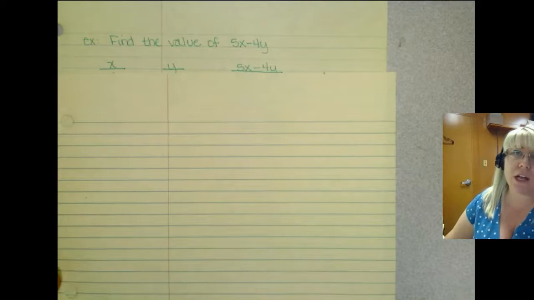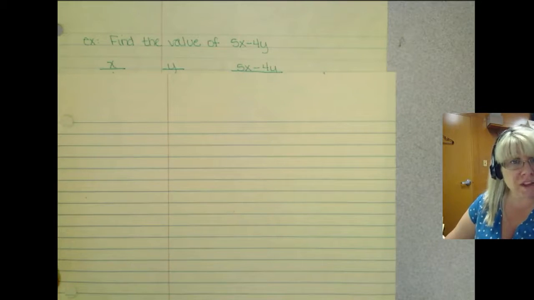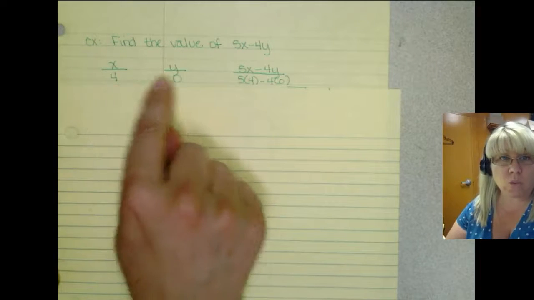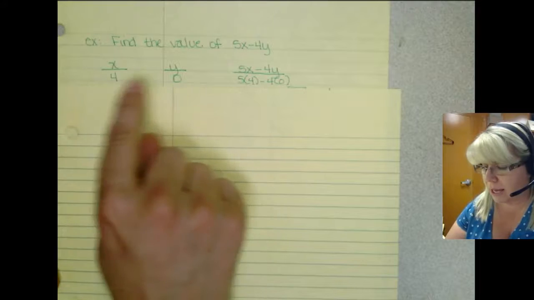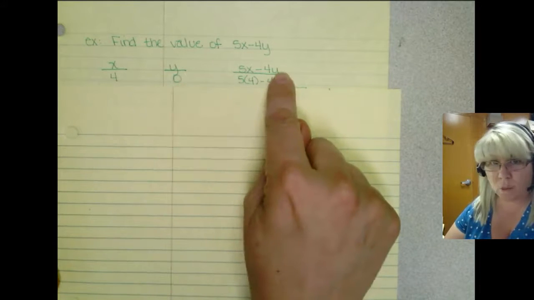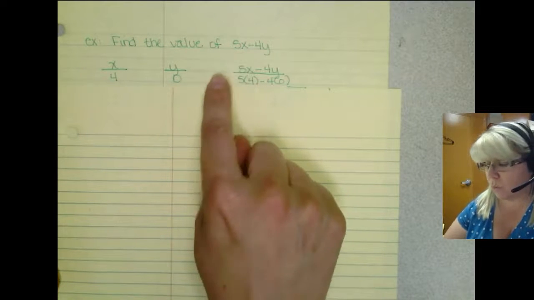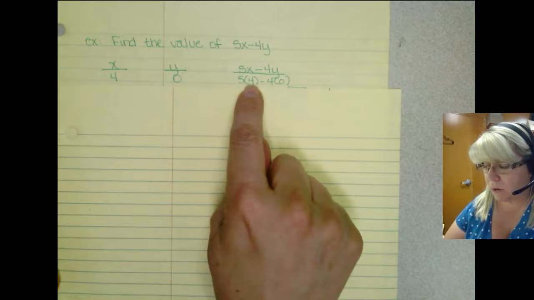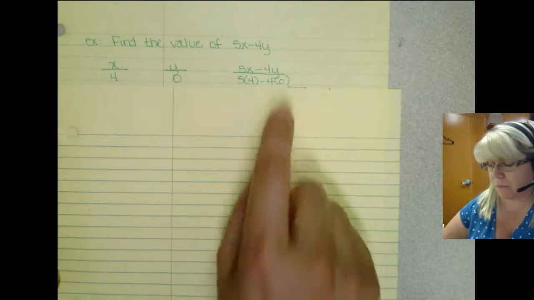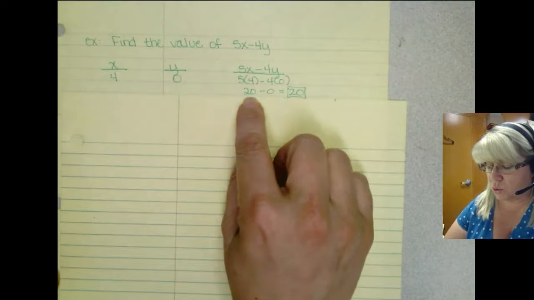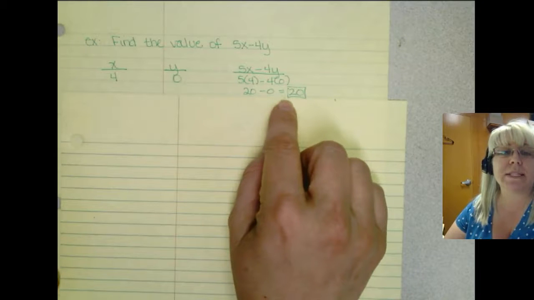Now we've focused on expressions with one variable, but we can use two variables. If we're given both of the values of the variables, then we'll get a constant as our answer. So let's say x is 4 and y is 0. Then I can plug the x into wherever the x is, the y into wherever the y is, and for our expression 5x minus 4y, we'll get 5 times 4 minus 4 times 0. 5 times 4 is 20, 4 times 0 is 0, so 20 minus 0 is 20.